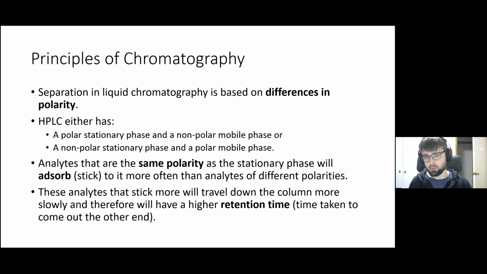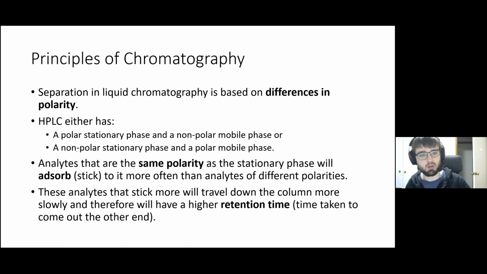Now, as with everything to do with polarity, even though we tend to say polar and non-polar, it's not that you have a completely polar molecule and a completely non-polar molecule and there's nothing in between. It's just purely based on a spectrum. So chromatography is able to separate all the things out on a spectrum.